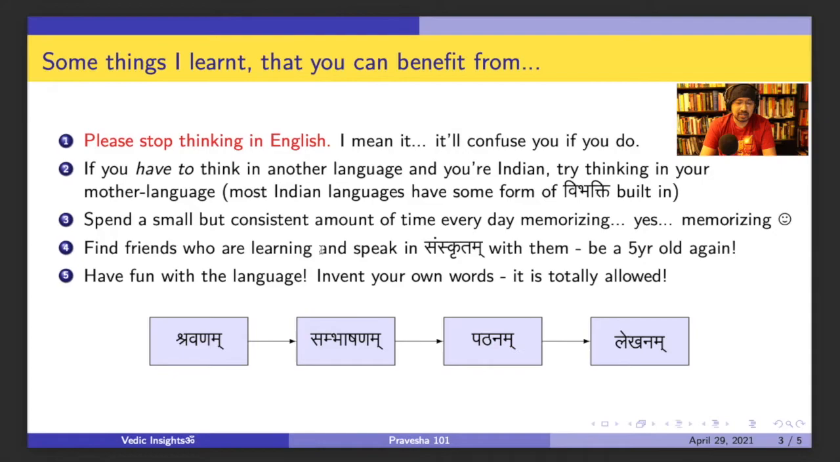So you start with writing, then you read, then you speak it, and then you hear various things in the language. But a lot of the instructors that I met had told me that that's actually maybe not very optimal when it comes to Sanskritam.